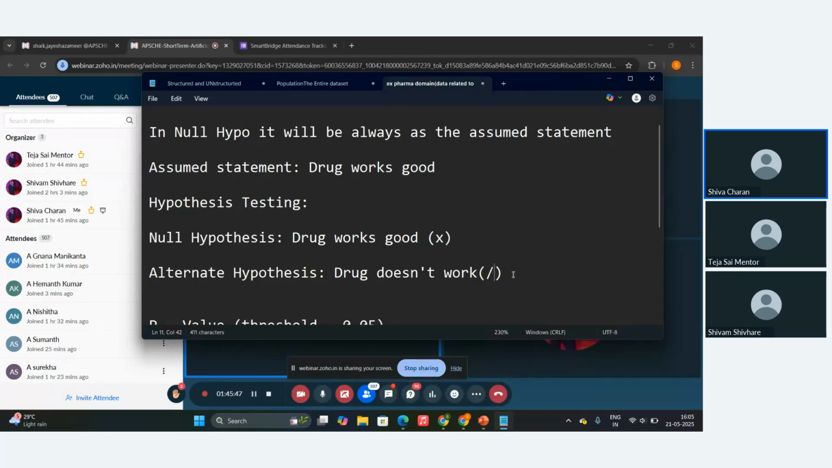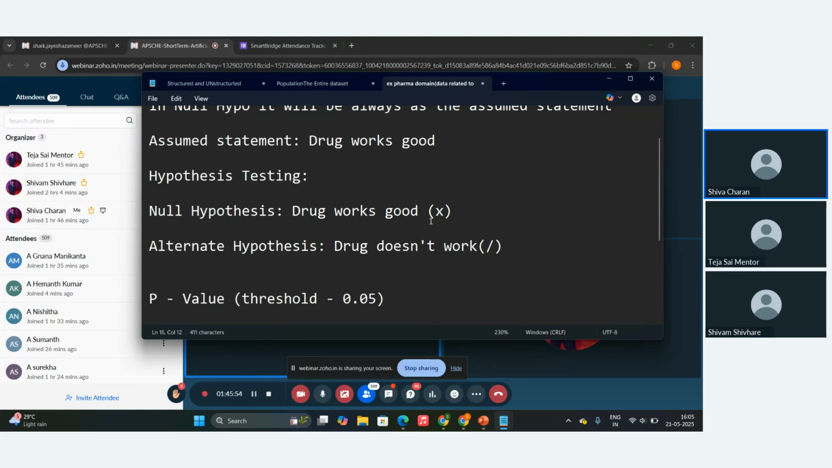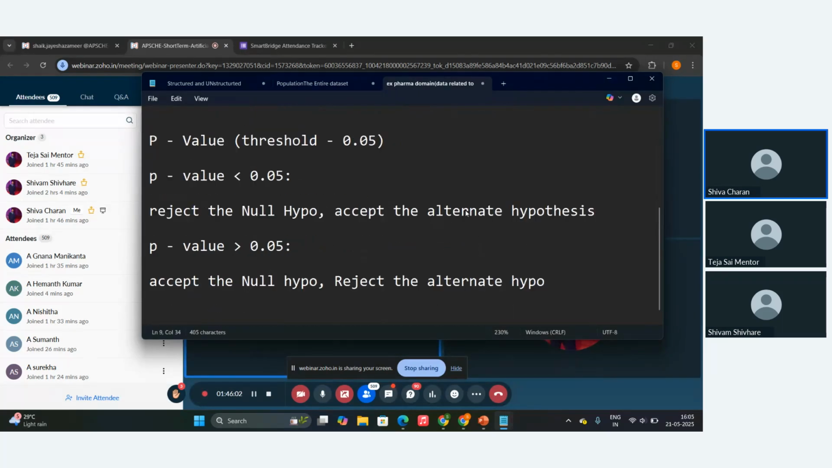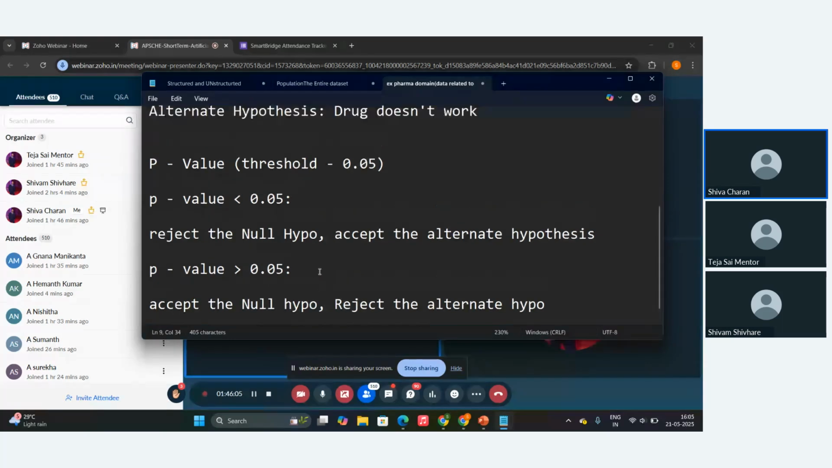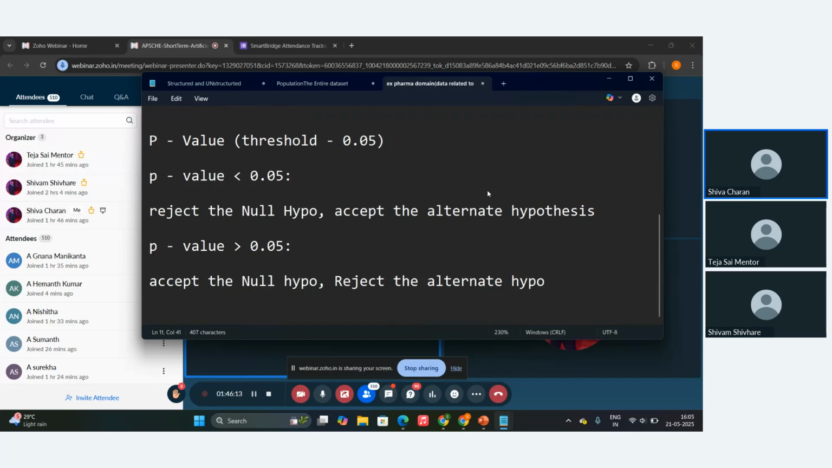So this is when the value is less than 0.05. Rejecting the null. So if the value is less than 0.05, then reject the null, accept the alternate. And if the p-value is greater than 0.05, accept the null, reject the alternate. Okay, so this is about the p-value concept. The p-value concept is very important in hypothesis testing.